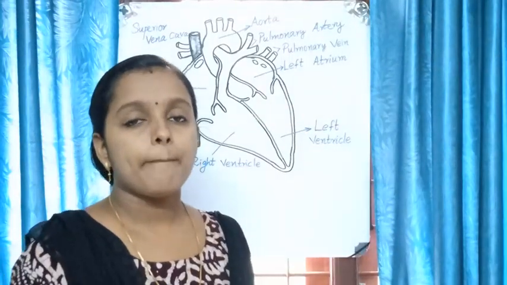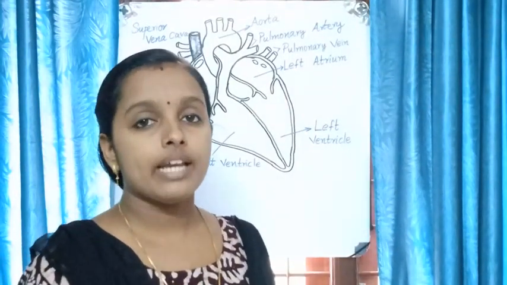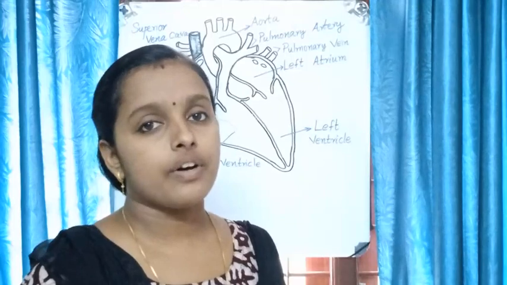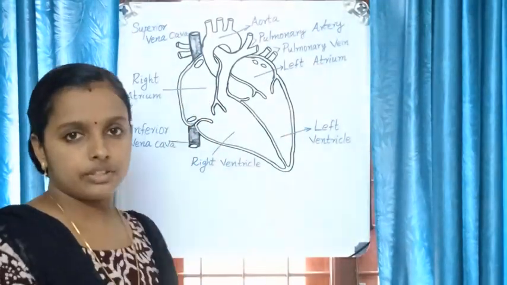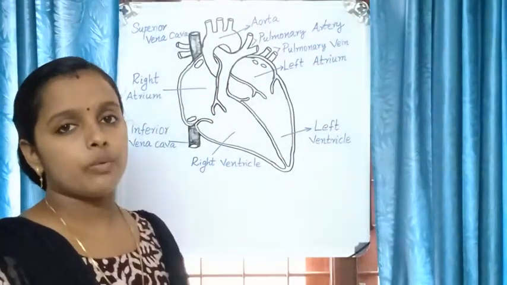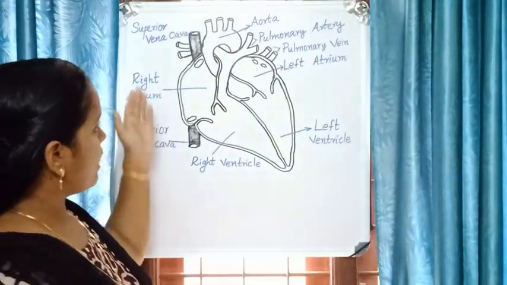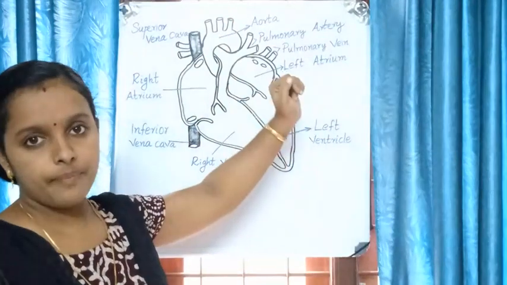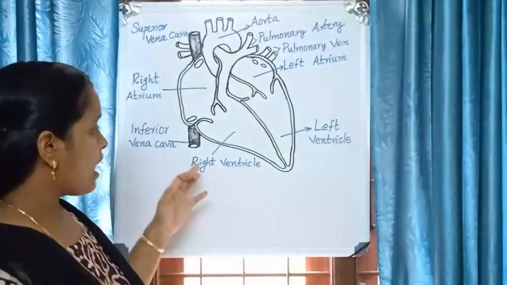In your textbook, page number 54, you can see the diagram of the heart. In the structure of the heart, the next topic is different types of blood vessels. Here also you can see the names of different blood vessels. We can discuss that.